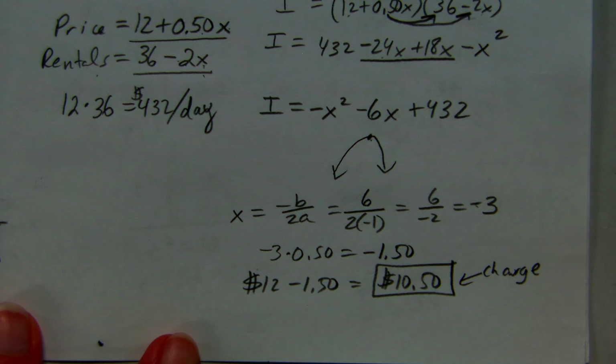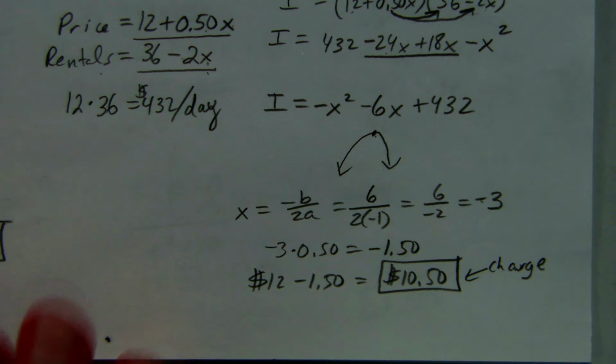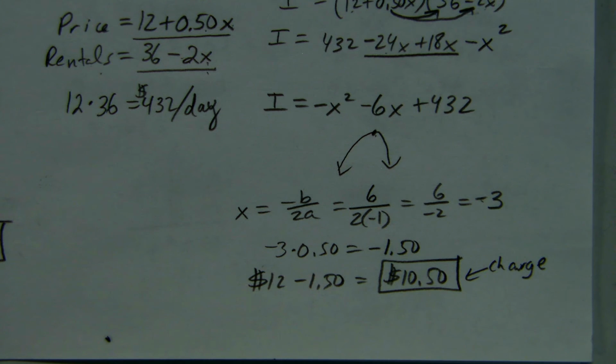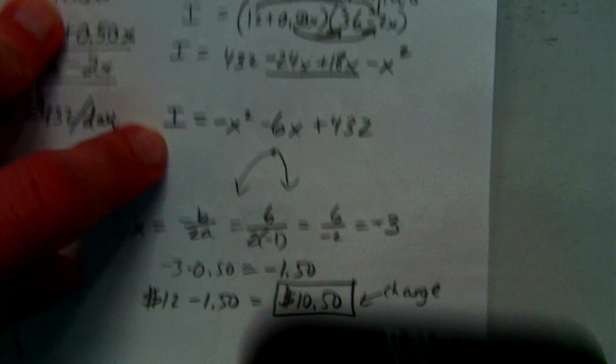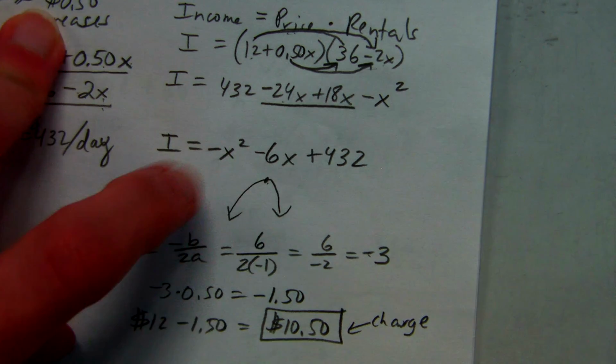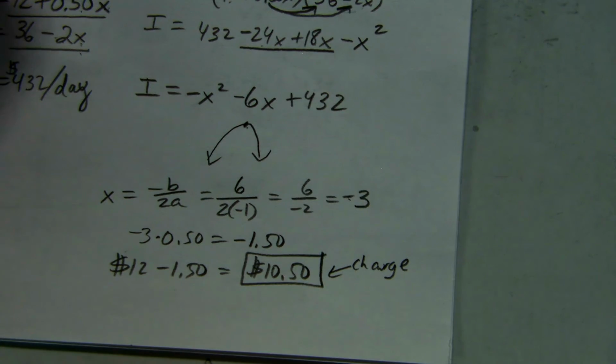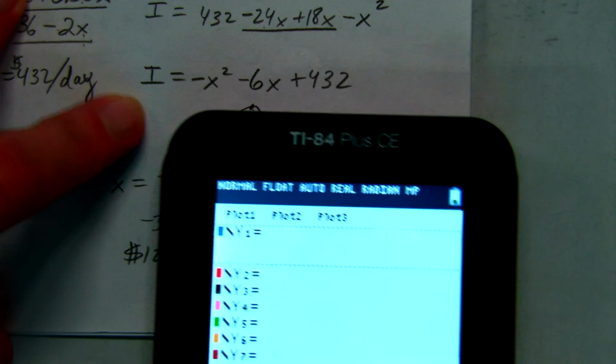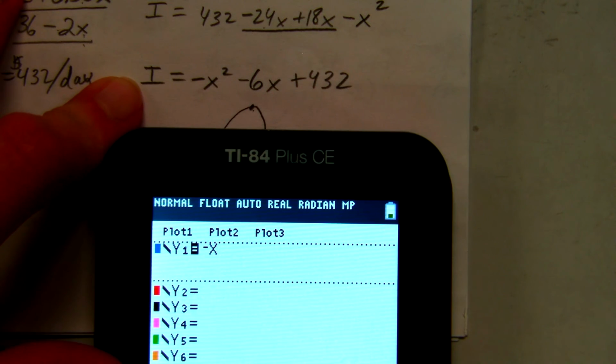It doesn't ask how much, but we could figure it out by putting it back in if you want to. The other thing we can do, sometimes these are just messy, you could go in and graph it really quick. So let me just go in. Did I mess up any of these? I feel like it's okay. Is it wrong? I don't think so. I don't know. We'll find out. Let's check it. Negative x squared minus 6x plus 432.